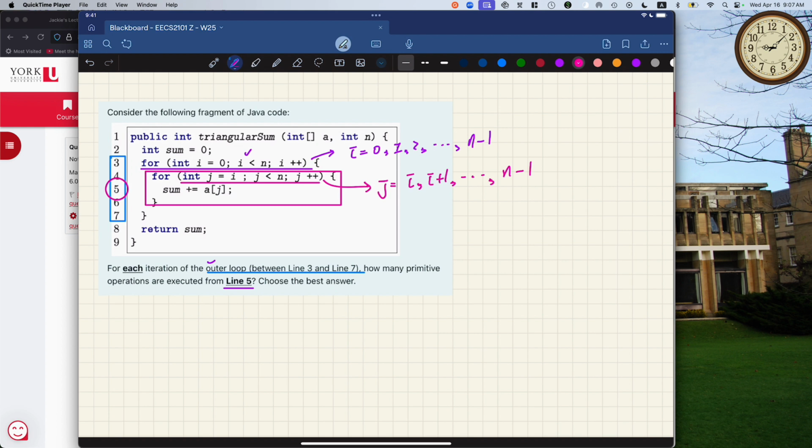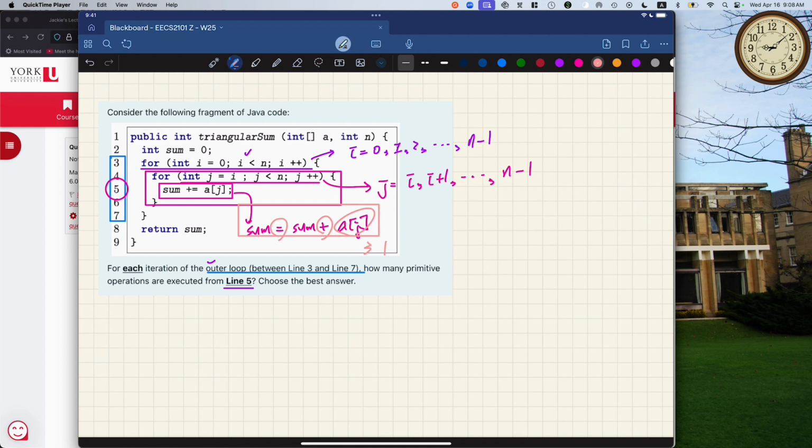And if you look at line number 5 over here, you can rewrite it a little bit, just to make it clearer, more explicit: sum equals sum plus a[j]. If you just count that, this is 1 array indexing, and then arithmetic, and also variable assignment. So we got 3 in total. So every time you execute this line, you're going to get 3 primitive operations.